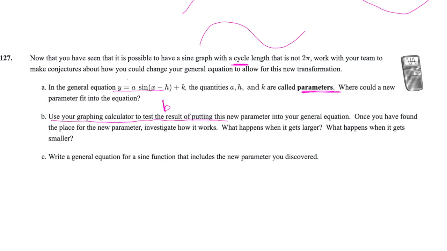But instead of just randomly, okay, am I going to put a B here? Am I going to put a B here? Am I going to put a B here? Like just kind of randomly diving and hoping that you find it. Let's think about what we are doing. We are stretching out the actual function itself.